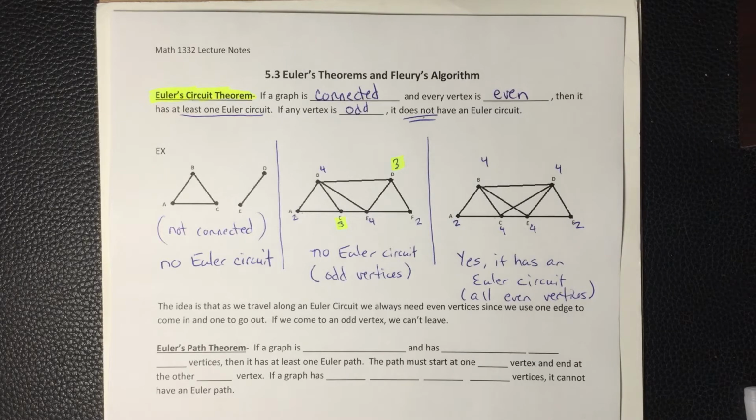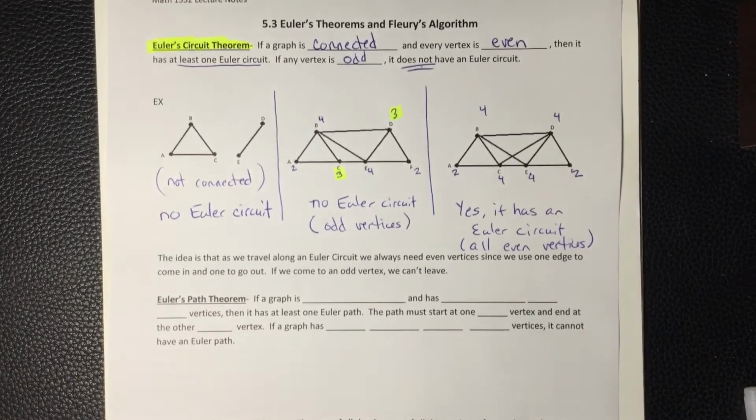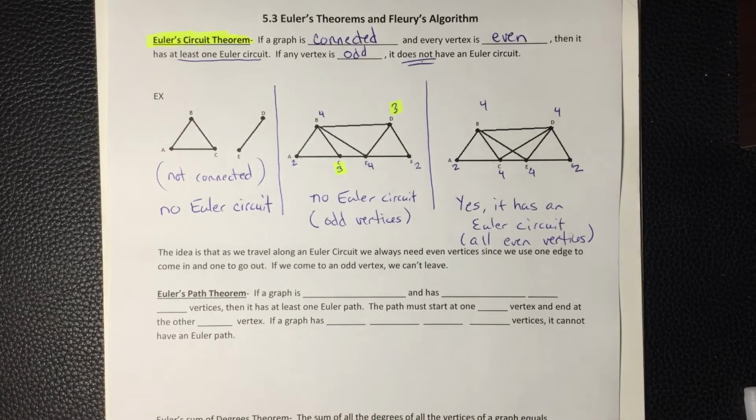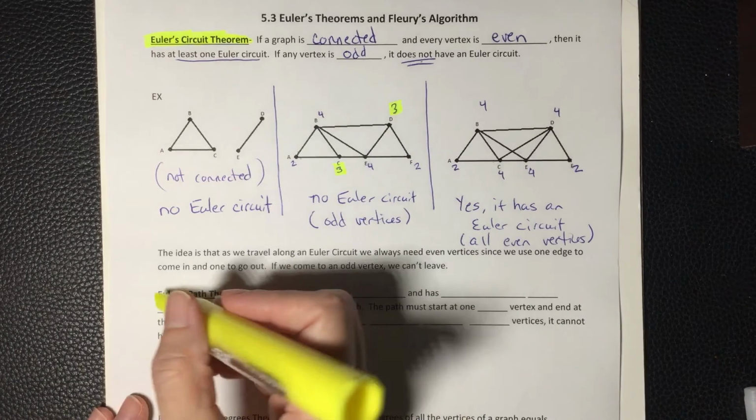So the idea is that as we travel along an Euler circuit, we'll always need even vertices, so we can use one edge to go in and then one to come out. If we get stuck with an odd, we'll get into a vertex and then not be able to leave. And so now we're going to look at Euler paths. Those are a little different because you get to start and end at different places.